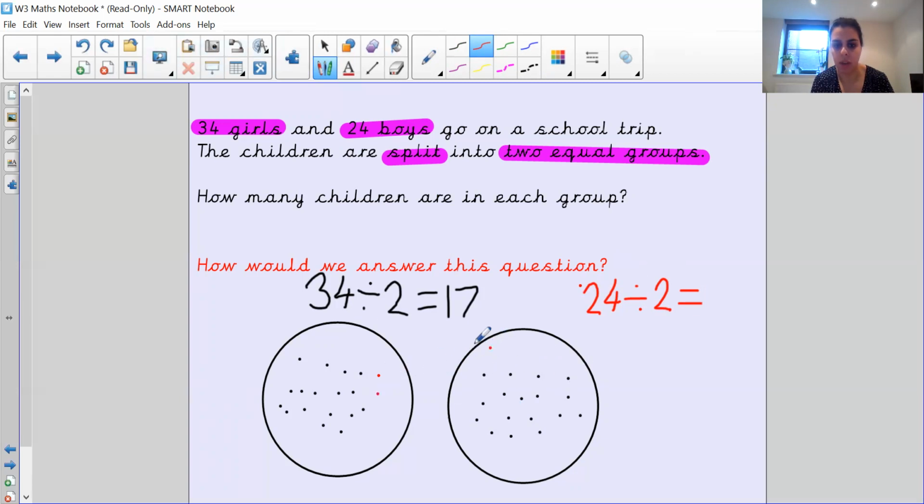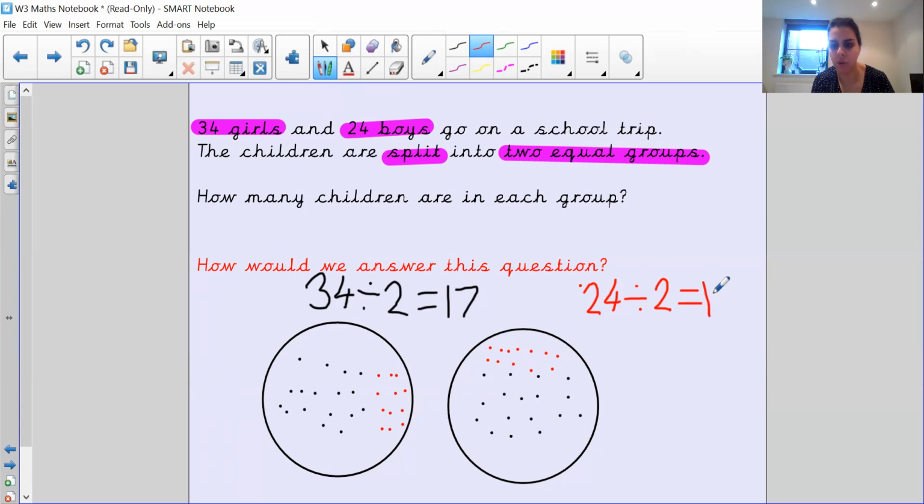2, 3, 4, 5, 6, 7, 8, 9, 10, 11, 12, 13, 14, 15, 16, 17, 18, 19, 20, 21, 22, 23, 24. Going to count how many reds I've got. 1, 2, 3, 4, 5, 6, 7, 8, 9, 10, 11, 12. So my answer is 12.